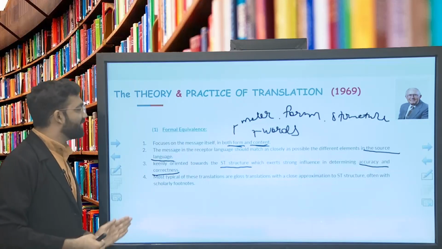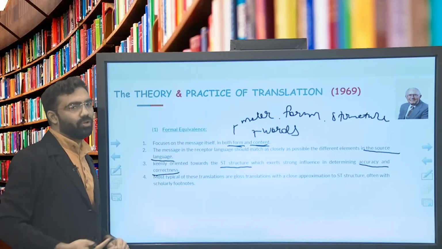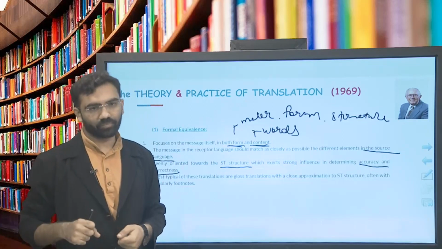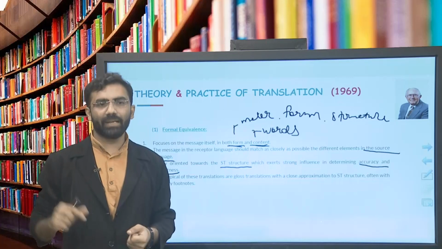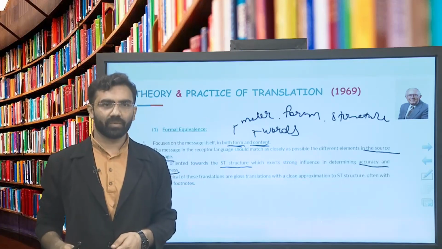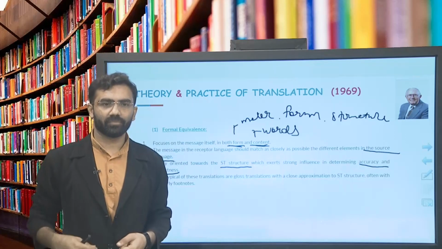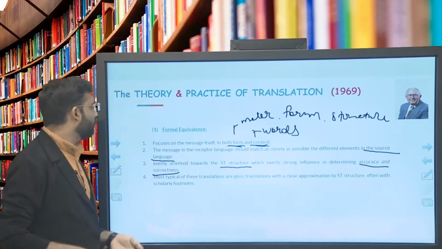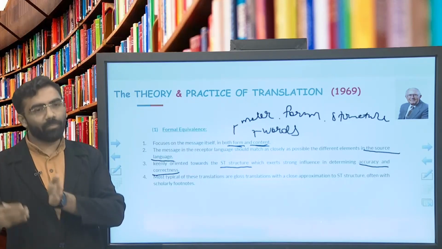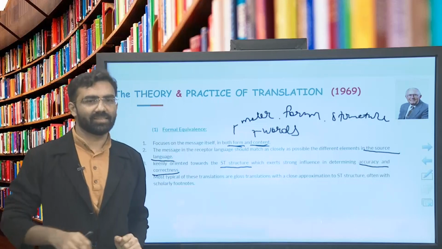Most typical of these translations are gloss translations with a close approximation to source text structure, often with scholarly footnotes. So when I use certain words such as chai, jalebi, I will not translate jalebi as a sweet, but I will create a footnote there. I will create a footnote for chai. I will try to footnote for Benekupa. So it would be full of footnotes, a kind of gloss translation, because your major focus is on the source text and the language form that your source text uses.